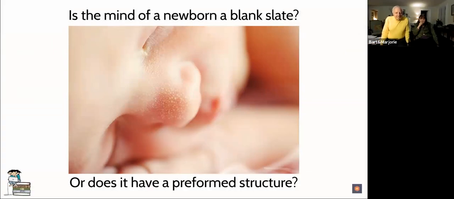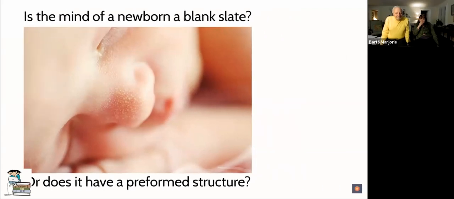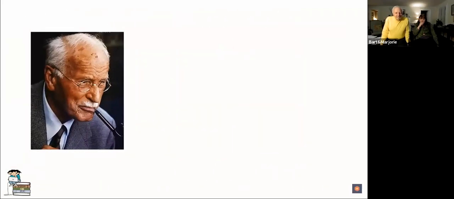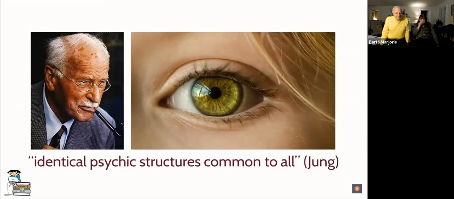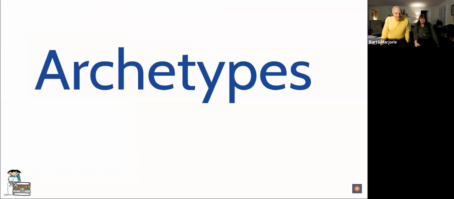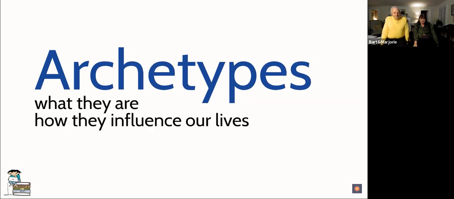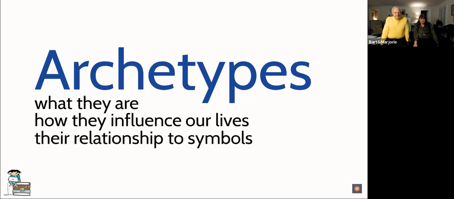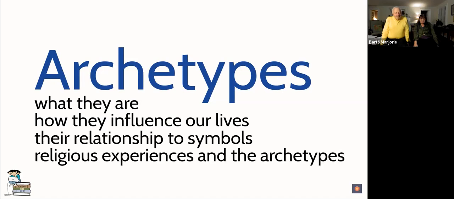This question has long interested psychologists and philosophers alike. Carl Jung, the 20th century psychiatrist and founder of analytical psychology, believed the latter to be the case. There exist, according to Jung, identical psychic structures common to all, which are heritable and influence the way all humans experience the world. Jung called these structures archetypes, and in this video we will provide a detailed introduction to archetypes, explaining what they are, how they influence our lives, their relationship to symbols, and Jung's ideas on the connection between religious experiences and the archetypes.